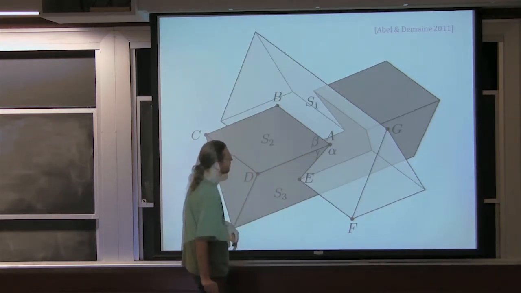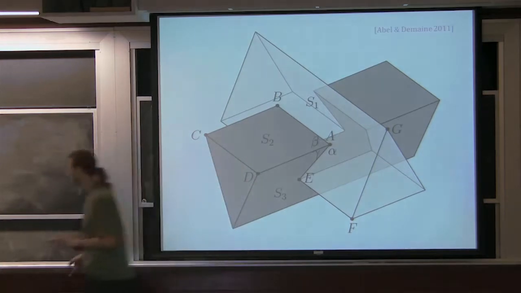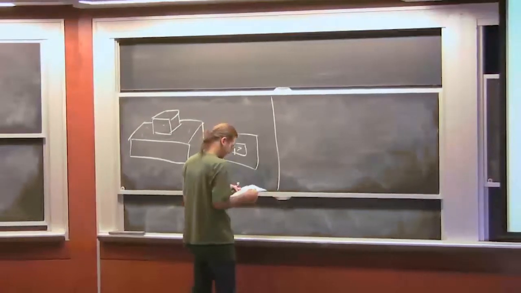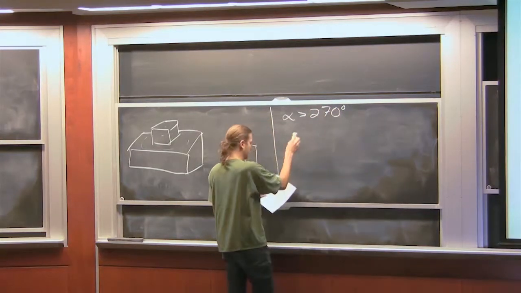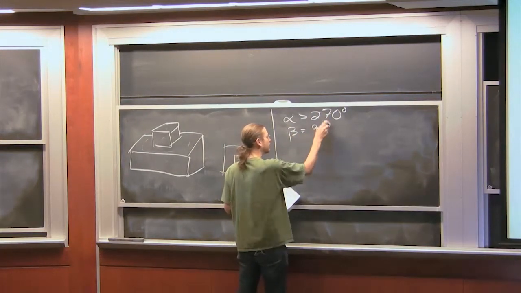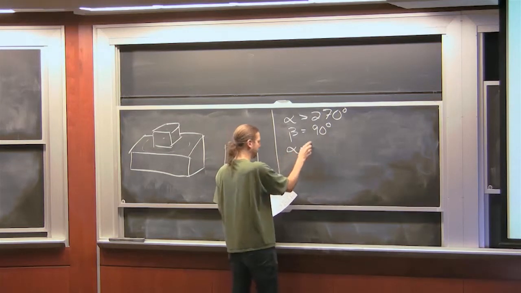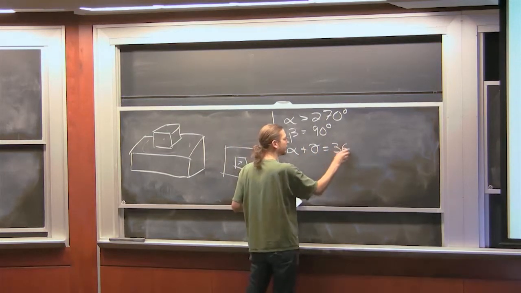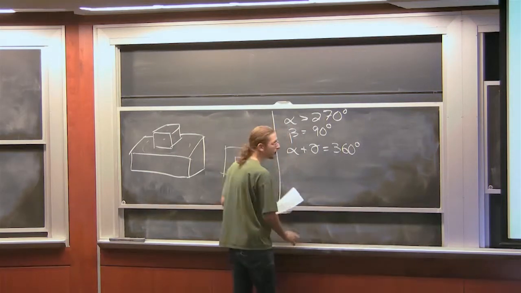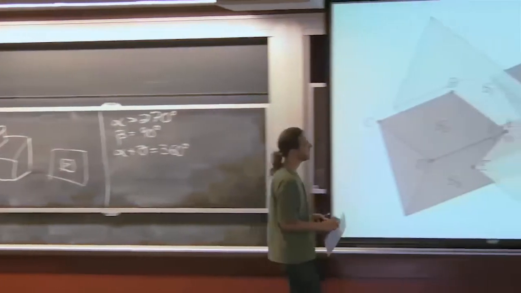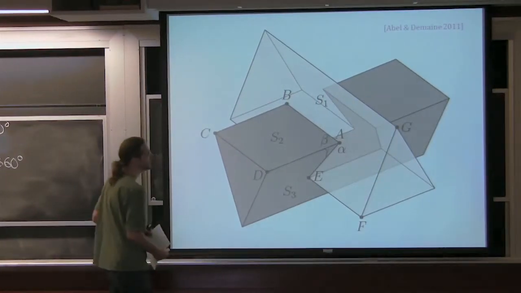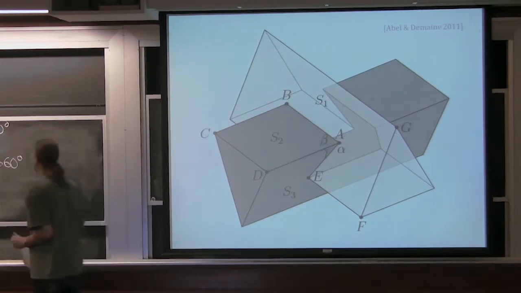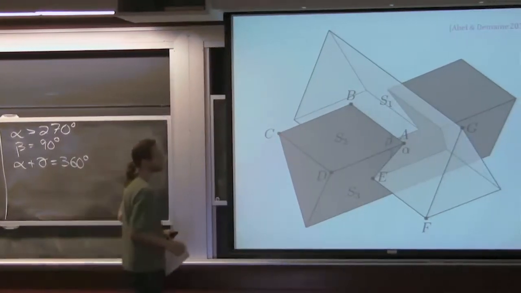Let me state what I want from these angles. There are some parameters in the construction I haven't yet told you. So we want alpha to be bigger than 270. Beta equals 90. And we want alpha plus gamma equal to 360. This is possible if you angle these correctly. This is the short version. I guess the most interesting is this alpha plus gamma equals 360.